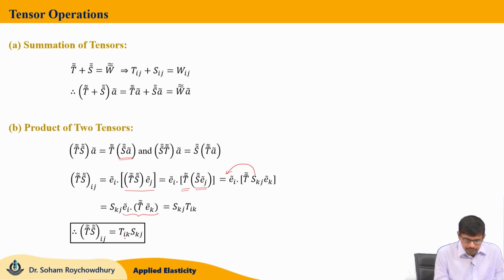So, the first index of the first tensor is the same as the first index of the product, the second index of the last tensor is the same as the second index of the product, whereas the second index of the first tensor and the first index of the second tensor, these two are the same and that is a dummy index. So, (TS)_ij is equal to T_ik S_kj. This is the form of the product of two tensors with the help of indicial notation or its components.